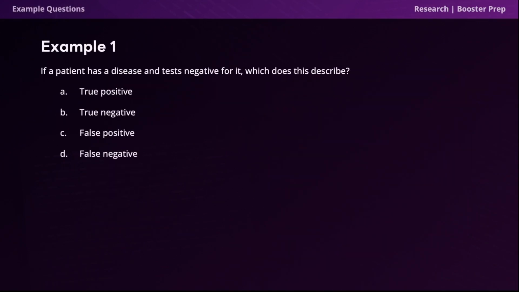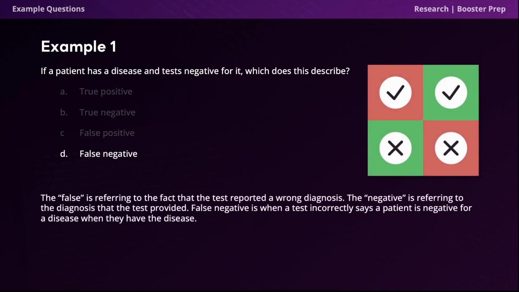Alright everyone, that wraps up the content that you need to know relating to survey errors, so let's finish off with some example questions. Question 1 asks, if a patient has a disease and tests negative for it, which does this describe? We have option A, true positive, B, true negative, C, false positive, and D, false negative. And the correct answer for this question is option D, false negative.